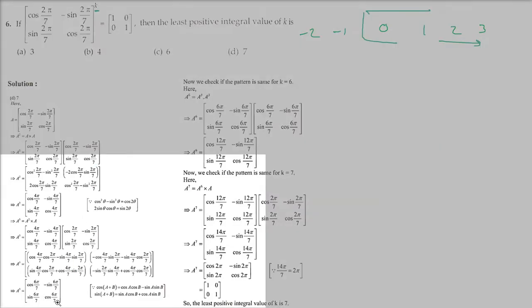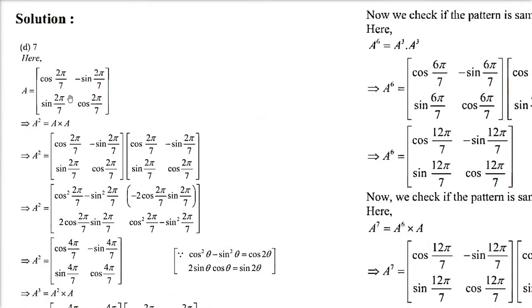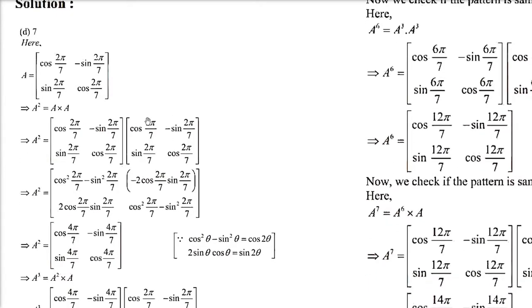But I'll show you how to do it one by one, because doing it will take a long time. I hope you are comfortable with matrix multiplication. When you take A square, you have to multiply A with A. First row, first column: cos 2 pi by 7 with cos 2 pi by 7 gives cos square 2 pi by 7, minus sin 2 pi by 7 and sin 2 pi by 7, which is minus sin square 2 pi by 7. This is how you multiply the first row with the two columns of the next matrix, and the second row with the two columns of the second matrix, and just write what you are getting.